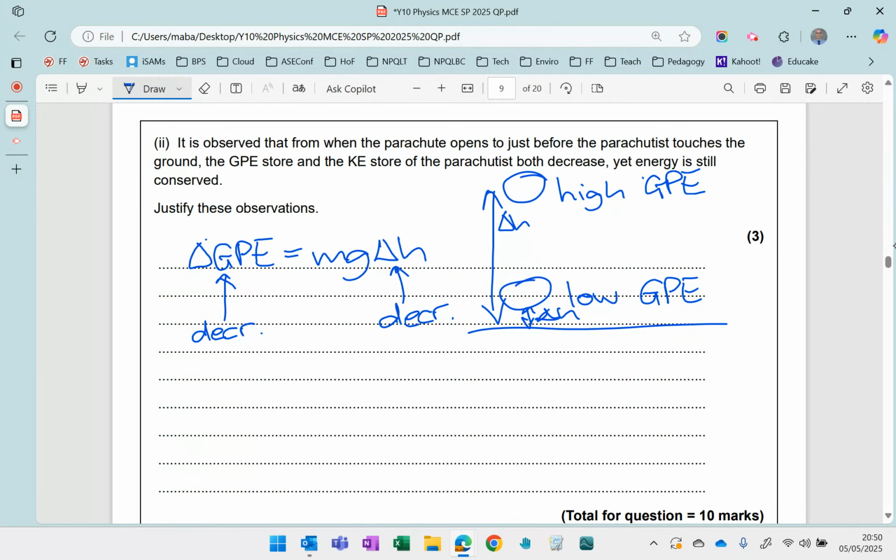It says from when the parachute opens to just before they touch the ground. Well, in the previous part of the question, we said what was happening to the velocity, didn't we? The velocity was decreasing. The parachutist was slowing down. So if the parachutist is slowing down, then the kinetic energy is also going to decrease as well. So what's going on here?